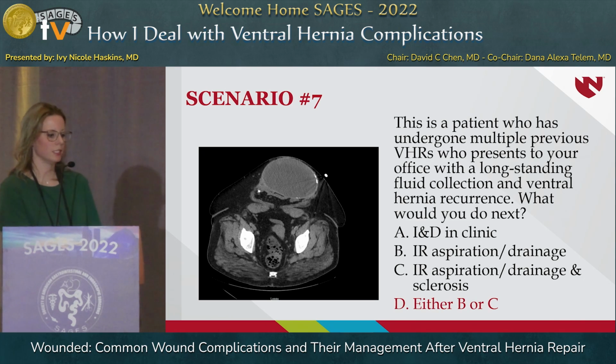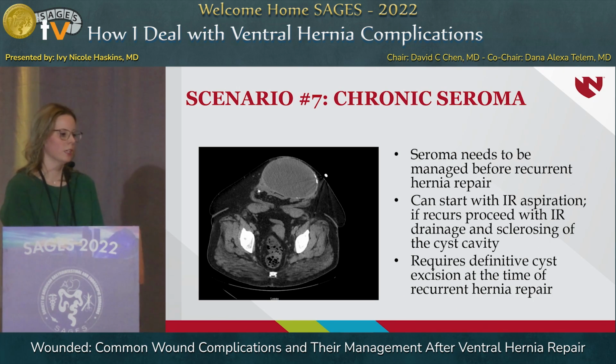The answer is D, either B or C. So this is sort of another exception to the rule. This patient has a chronic seroma. The seroma needs to be managed before you repair their recurrent hernia. It's reasonable to start with IR aspiration, but if the fluid cavity returns, you should proceed with IR drain placement and sclerosing of the cavity.